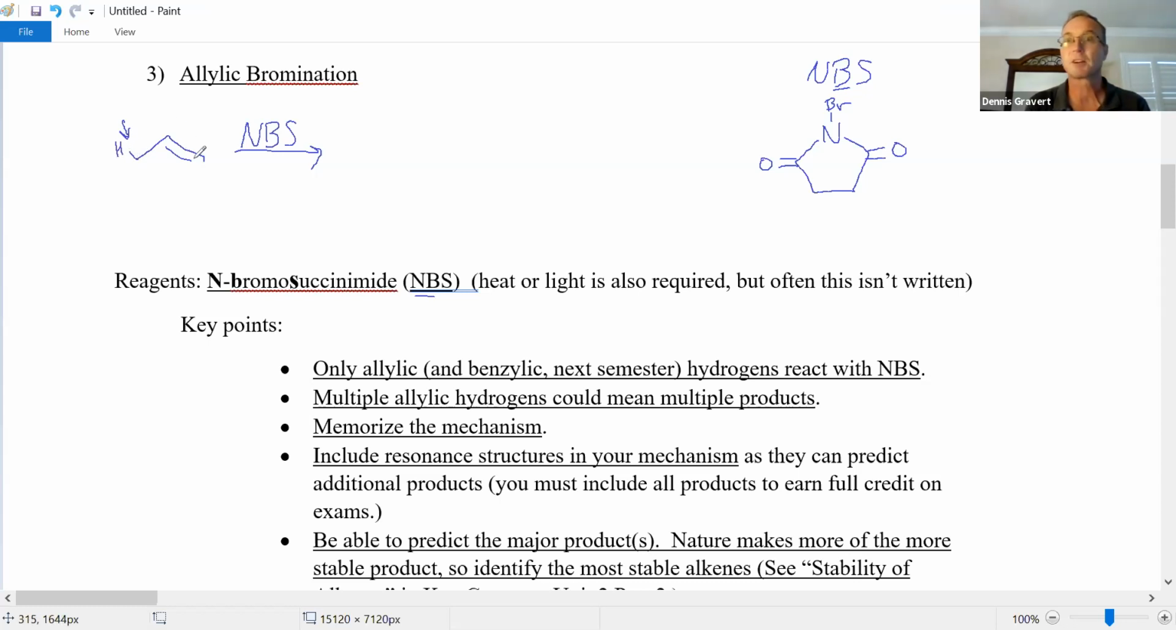One carbon away from the carbon-carbon double bond, and you get substitution. So the B of NBS means bromine, and so to predict the products, you should do a little mini mechanism, but I haven't shown you the mechanism yet. So I'll do that in a second. But it turns out this is the one and only product you get for this reaction.